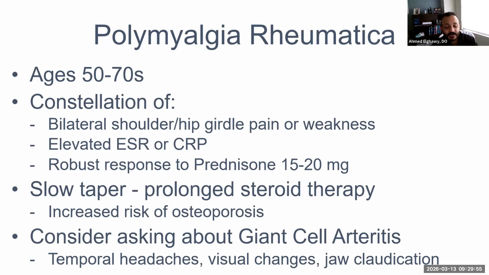These are patients that can be mistaken for rotator cuff issues or glute issues, but it's typically more symmetric, so bilateral hip and knee. And then if you're concerned in this population, check an ESR and CRP. If you see that those are elevated, put them on Pred 15 and send them to a rheumatologist.